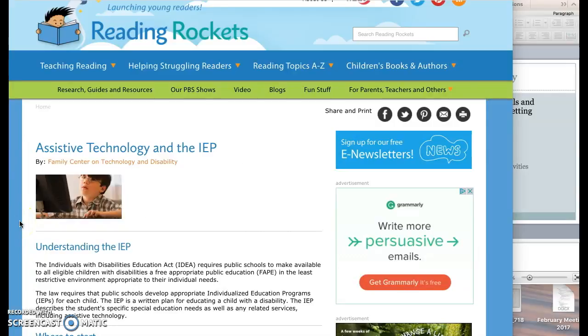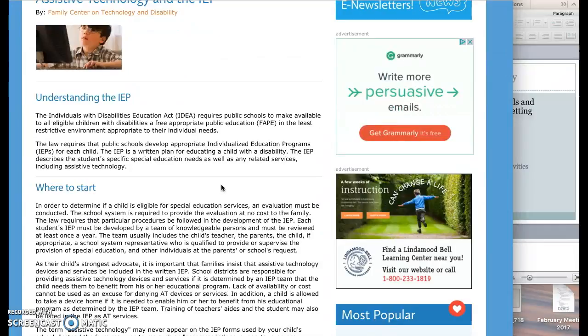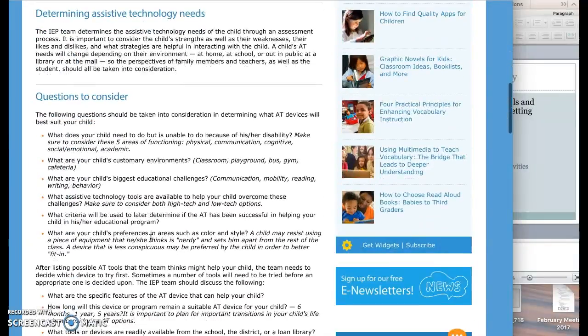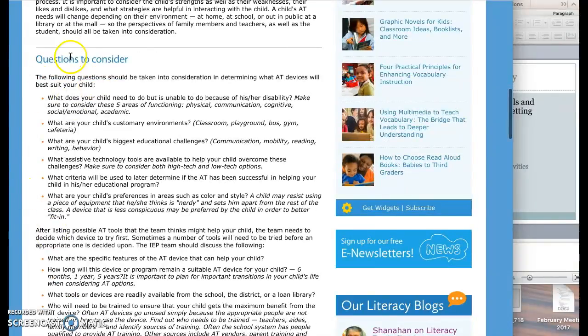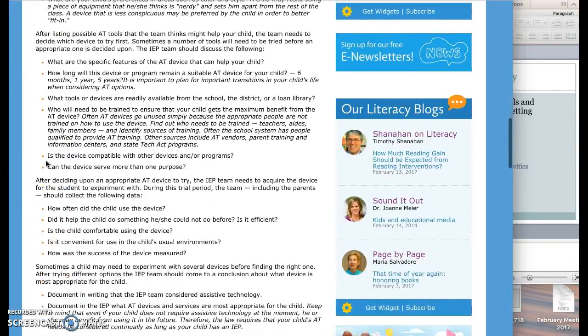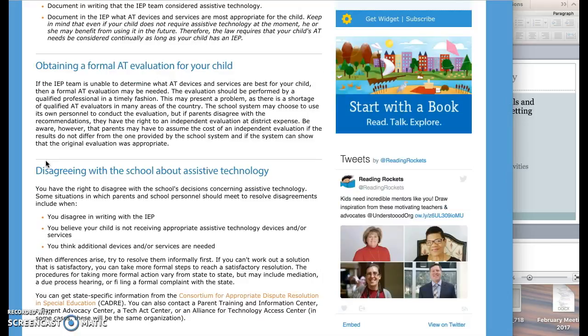Another website I wanted to show you on assistive technology and the IEP is from Reading Rockets. They have a lot of great, up-to-date information on special education. So I encourage students and teachers to really take a look at this website as well. Once again, they talk about meeting as a team to determine what the child needs, and then some questions. These are some great questions to consider as you're working with your team. Remember to pause this if you want to take a look at these more, or I'll also have the link on there.